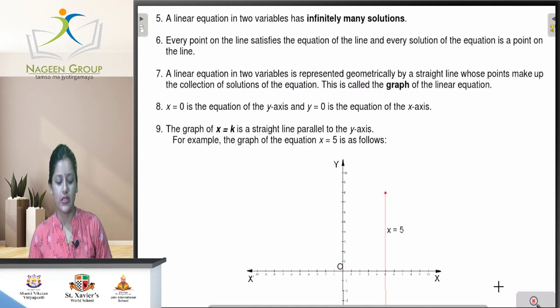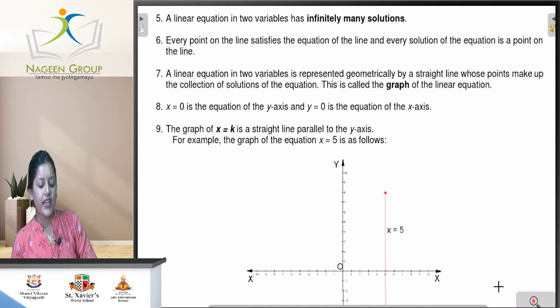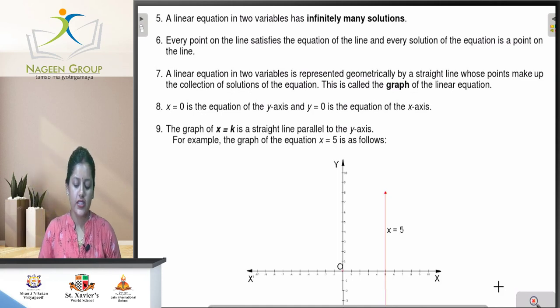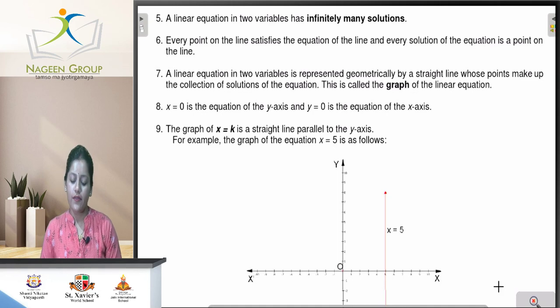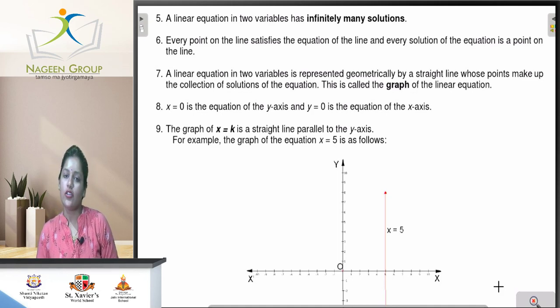Point 8, x = 0 is the equation of the y-axis and y = 0 is the equation of the x-axis. Means in the same way we get an opposite equation. If x is 0, then the equation is of the y-axis. If y is 0, then the equation is of the x-axis.